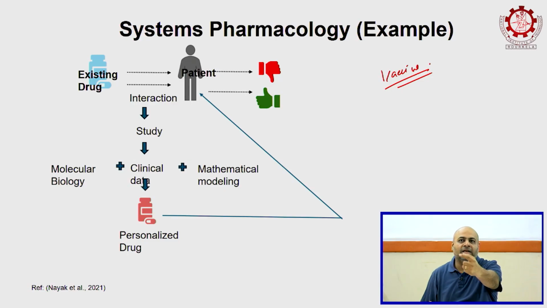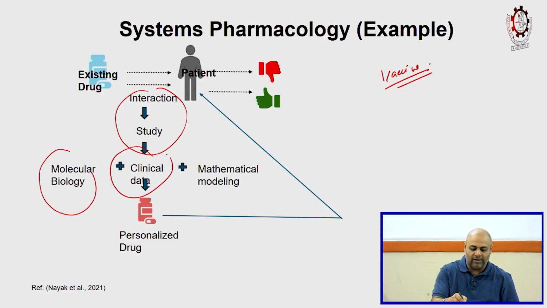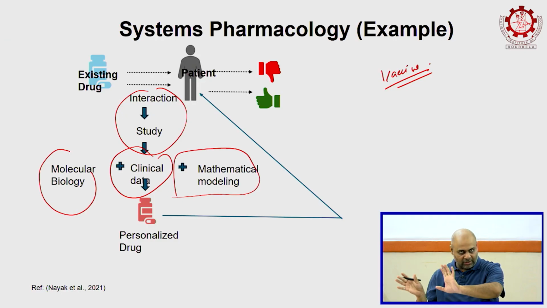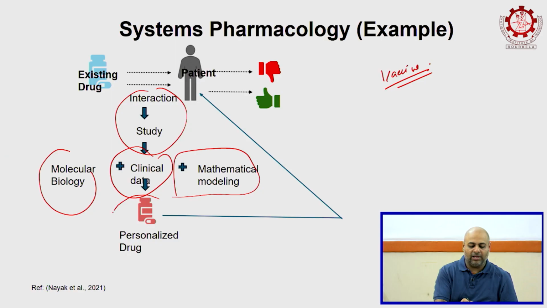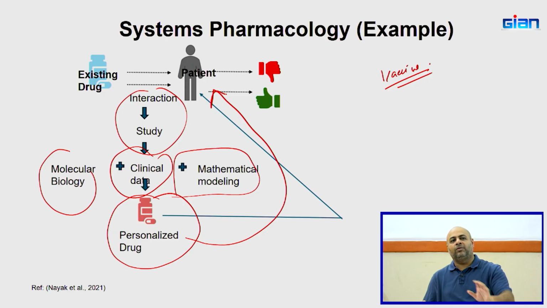But you do need that clinical trial aspect to it, right. That is where existing drugs come into play, where you have to go for the clinical trial. So, you have your molecular biology, you do the clinical trial, and then you develop a mathematical model using systems biology, and then you can have this personalized drug which would work for the patient, because not everything will work for every patient. I will give you an example.